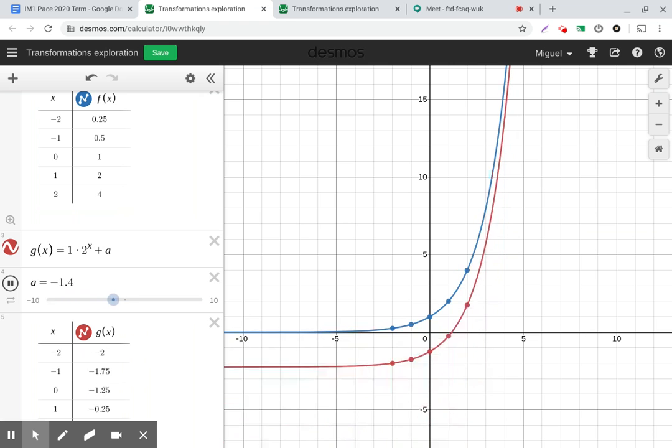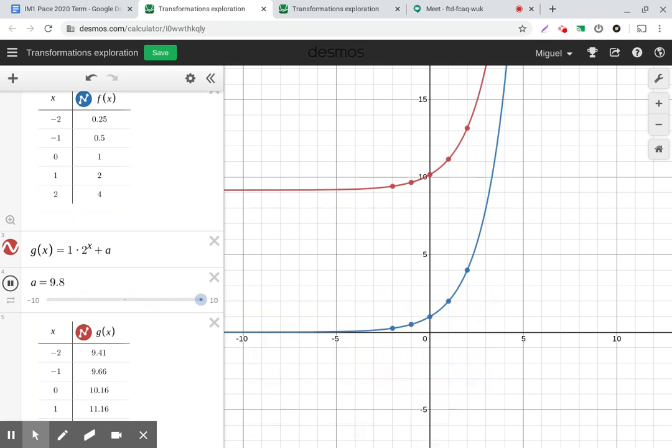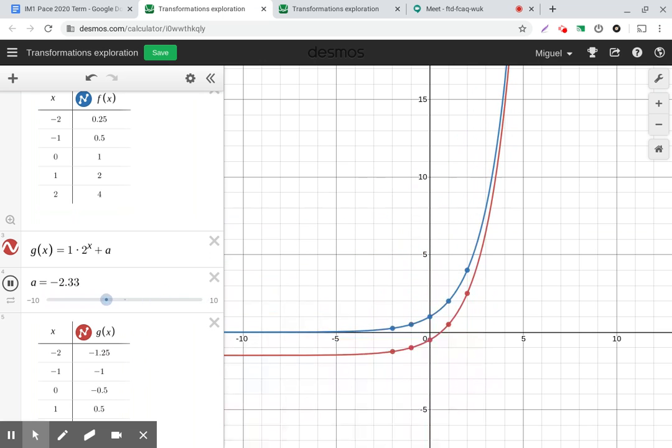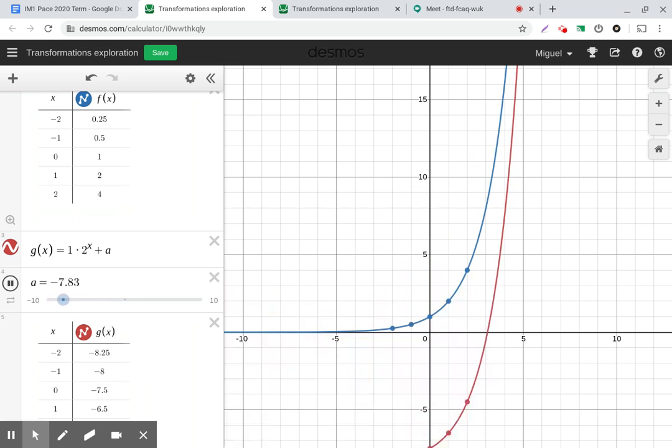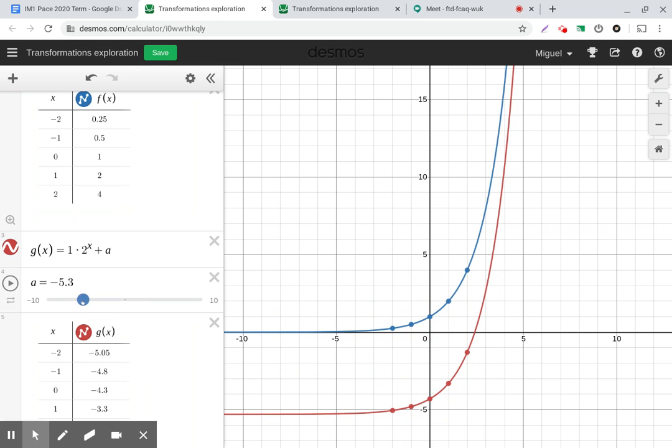So, I'll get to the notes in a bit, but I really want you to explore. Now, this is going to be introduced in IM1, and this is actually an exponential function. And we're going to do this in IM2 with quadratics, and then we're going to do it in IM3. I'm going to go ahead and pause it, okay?